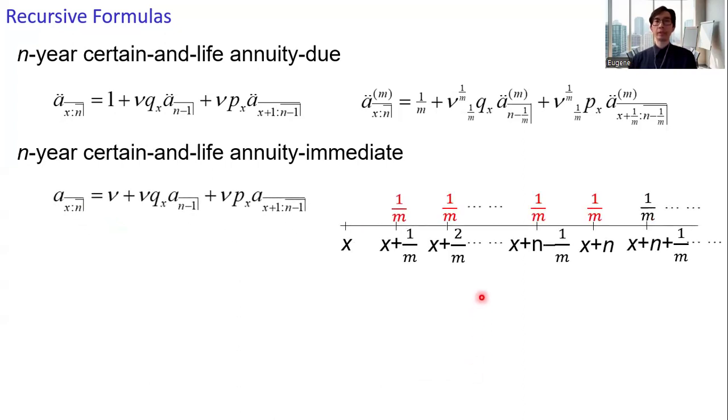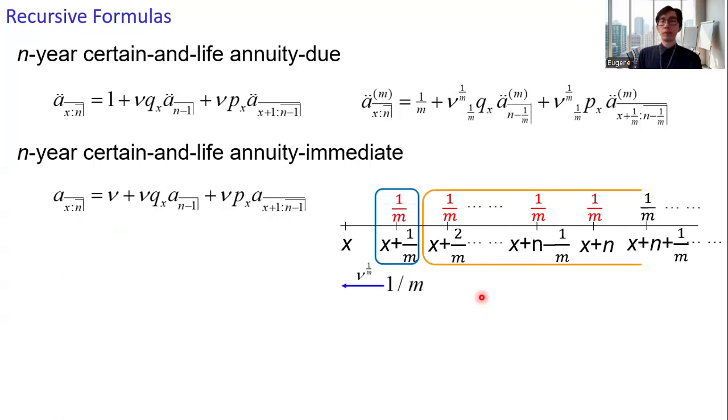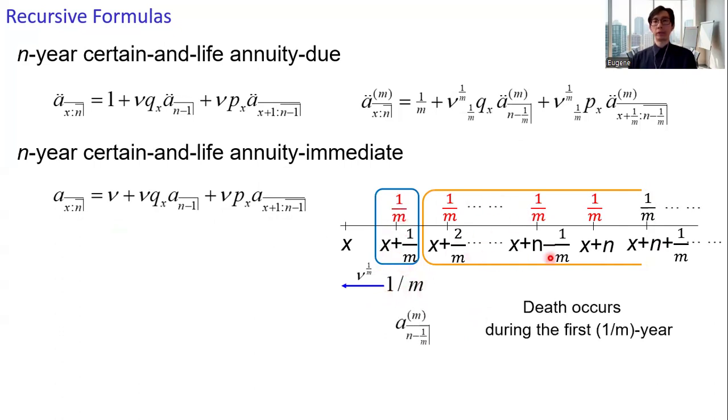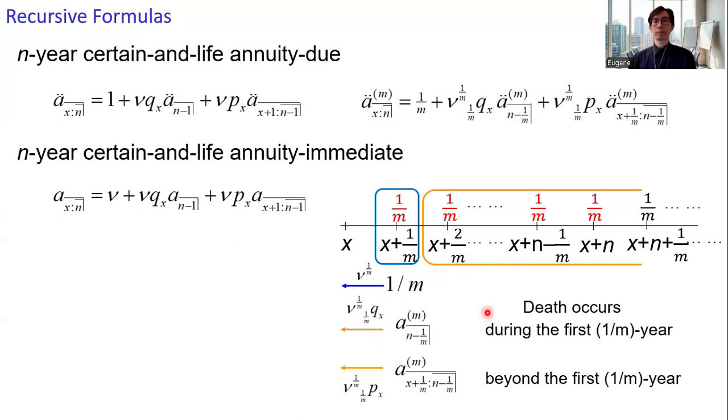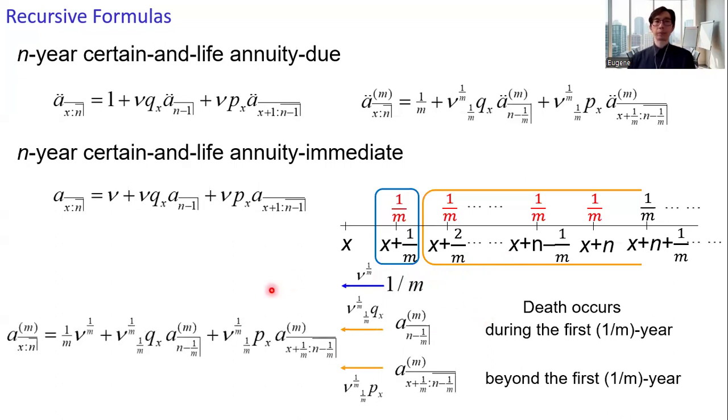Similar case for the mth case, annuity certain and life annuity immediate. No matter whether the individual survives or not to age x+1/m, the policyholder or the individual will still receive this 1/m at this time point. And then the remaining payments depend on the survivorship of the individual. And we get this relationship.